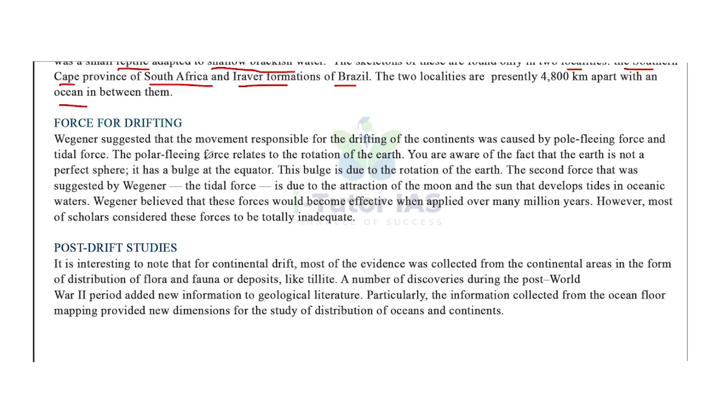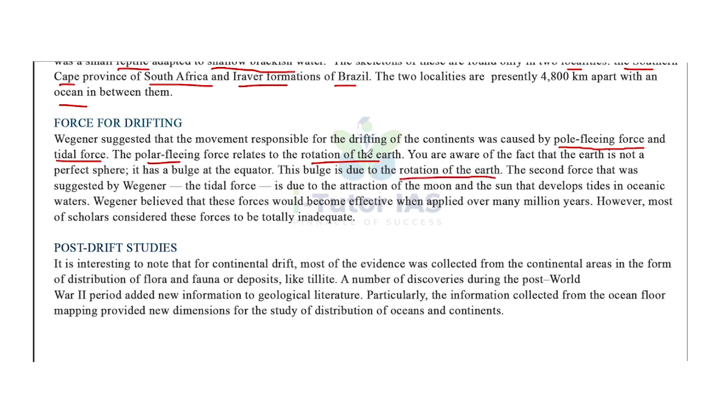Wegener suggested that the movement responsible for the drifting of the continents was caused by pole-fleeing force. Okay, that is by pole-fleeing force and tidal force. The pole-fleeing force relates to the rotation of the Earth. You are aware of the fact that the Earth is not a perfect sphere. It has a bulge at the equator. This bulge is due to the rotation of the Earth.